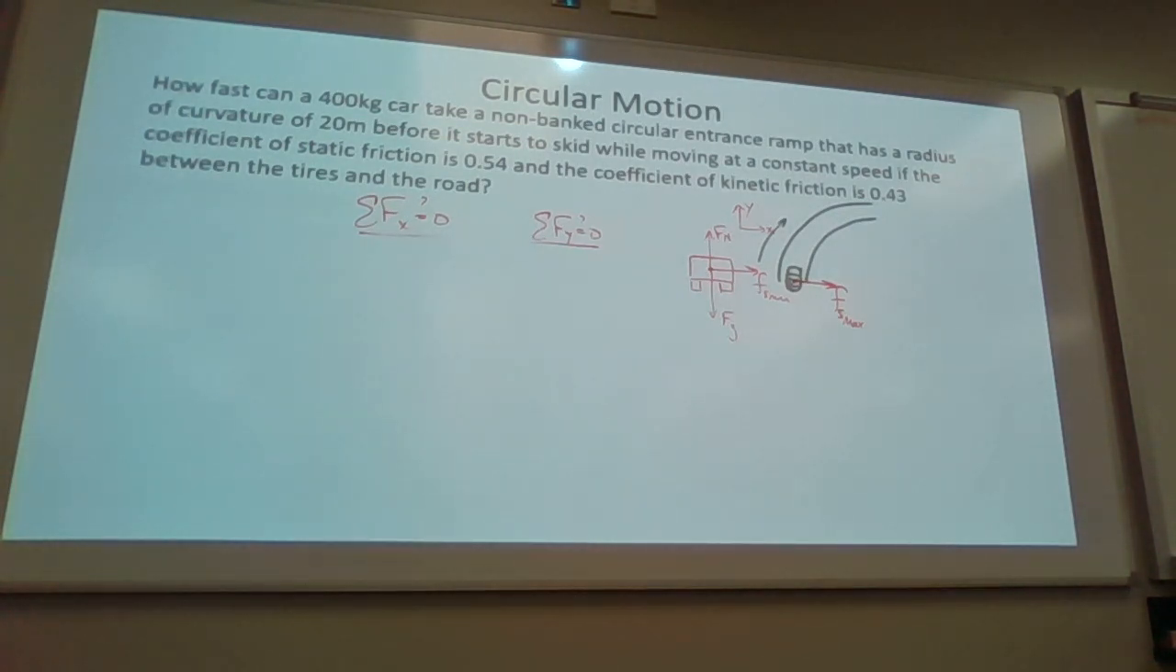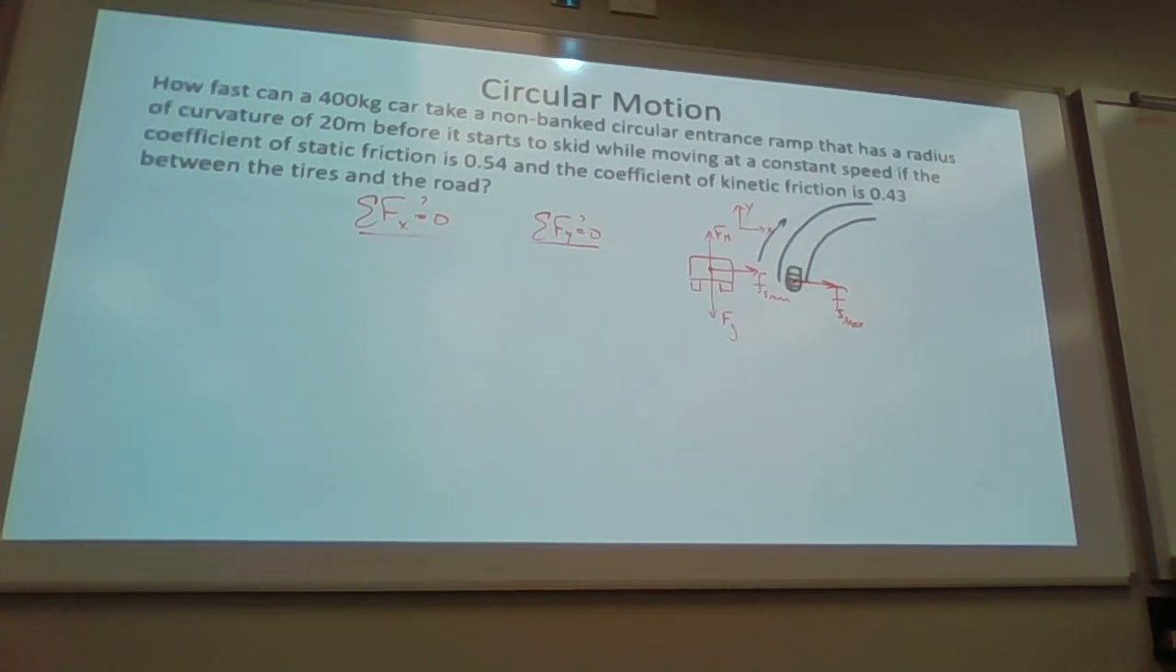Is the sum of the forces in the x direction equal to 0? Is the sum of the forces in the y direction equal to 0? Think about it. Have a conversation.